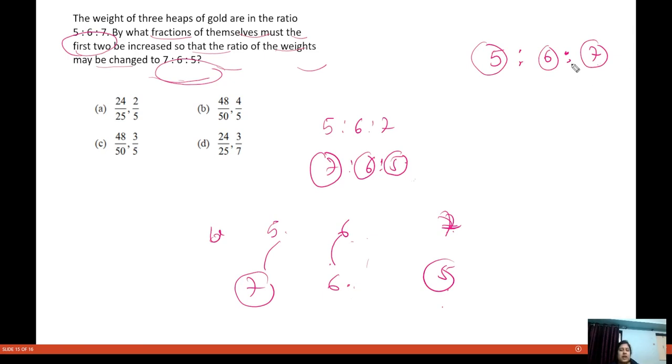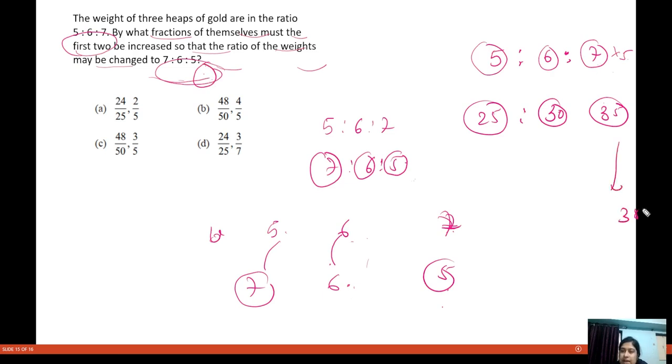Now see what I'll do here. Basically I'll multiply this by 5, and I'll tell you why I will multiply this by 5. So I multiply this by 5: this becomes 35, this becomes 30, and this becomes 25. Just be with me, I'll tell you why I am multiplying. But now I am keeping this 35 as constant, and I am making this one 42 and this one 49.